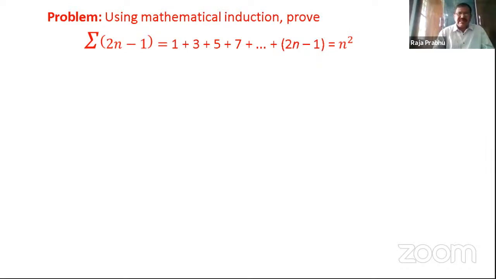I think you might have noticed a formula for the sum of all the odd numbers in your 10th class, in the progression chapter. It is one of the arithmetic progressions. So you might have derived that formula also by using arithmetic progression concepts. So the sum of the first n odd natural numbers is equal to n square. Now here we are going to prove it by the process of verification.